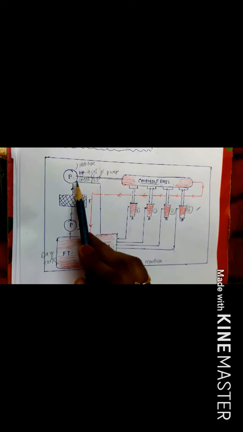What is the basic function of the common rail system? Common rail means common head, that means it is common for all the injectors. If this one is 1, this one is 2, this one is 3, and this one is 4, then all four injectors are directly connected to the common head system. This is the common rail system. What happens here? The high pressure fuel is transferred from the high pressure pump and enters the common rail system.